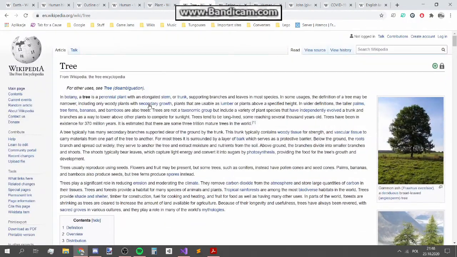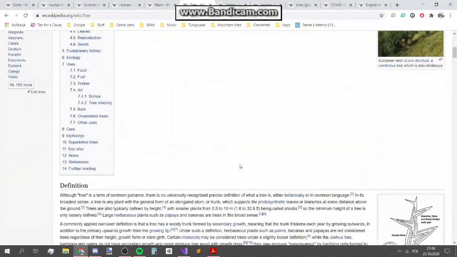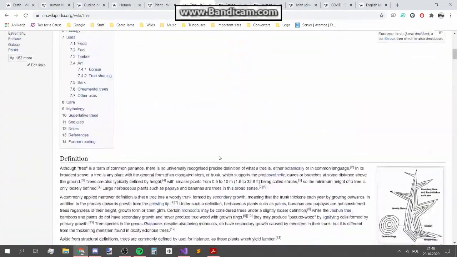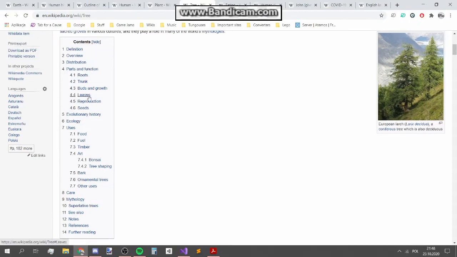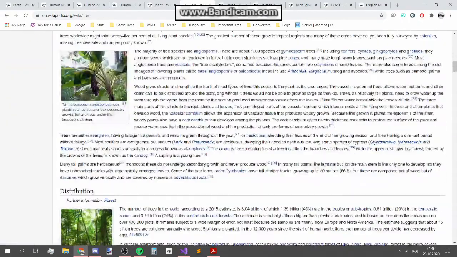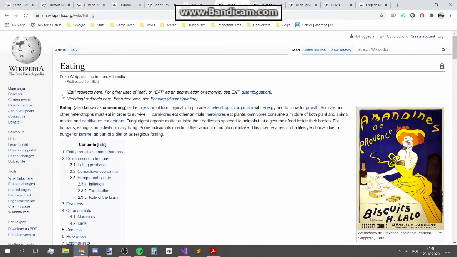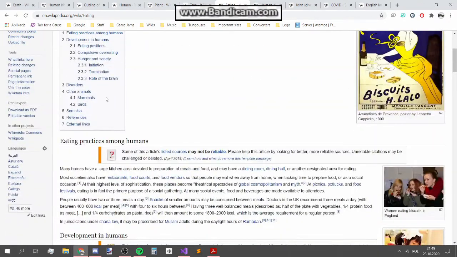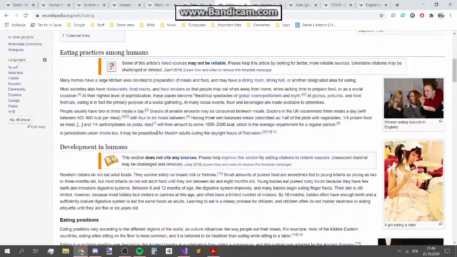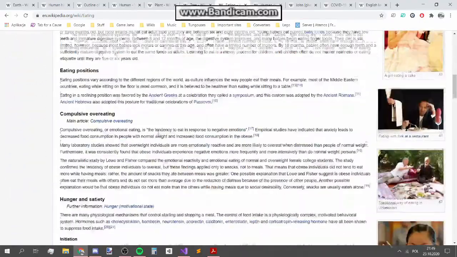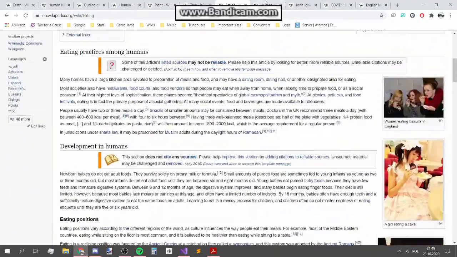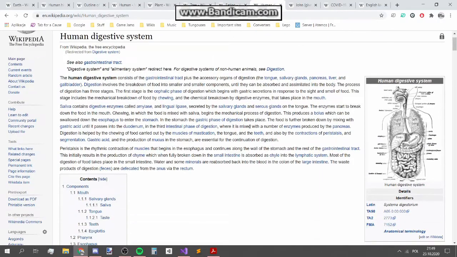The bare minimum is to just look through these pages I've given you, but please feel free to go to different species of trees, just to make sure you're really informed before you start reading. This is the act of eating. You may be familiar with this actually, because you probably do it every day, and if you don't, you should go to a doctor. And the human digestive system as well.